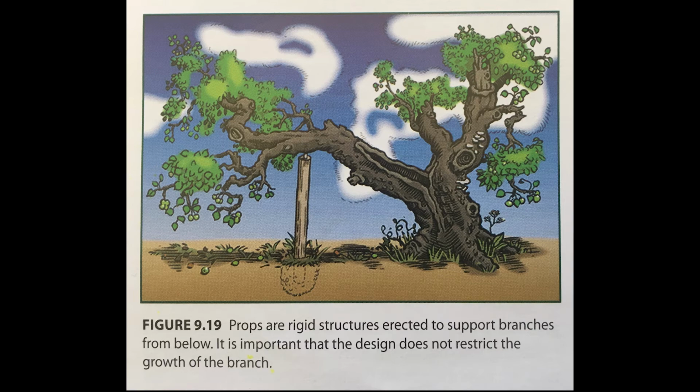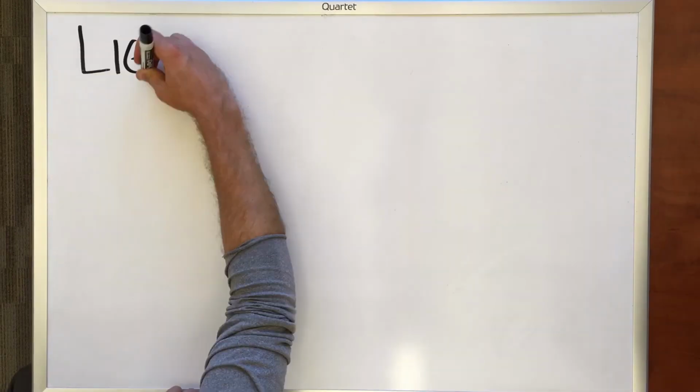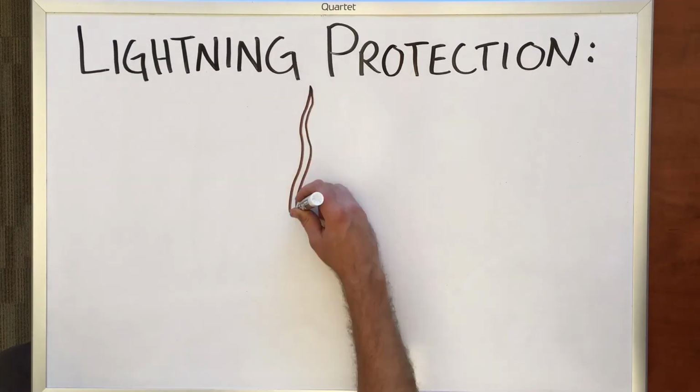Some key factors in prop design are that it will not restrict future growth of the limb, that it has sufficient strength to fully support the load, and that there is some type of provision for keeping the branch from falling off the prop. We have now come to the second half of our chapter, lightning protection.